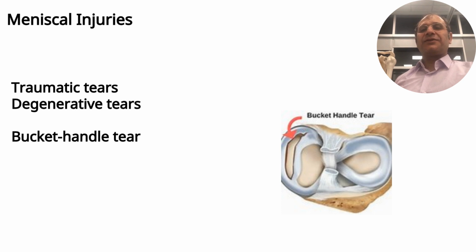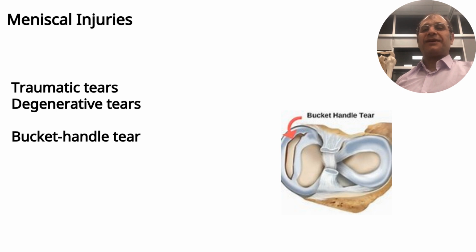Tears are classified as traumatic or degenerative. Traumatic tears occur in young, active individuals, often with rotational forces on a flexed knee. They are frequently associated with ACL tears and include vertical, longitudinal, or radial tears. Degenerative tears occur in older patients, over 40, without a traumatic event. These tears have limited healing potential and often involve horizontal cleavage, flap, or complex tears.